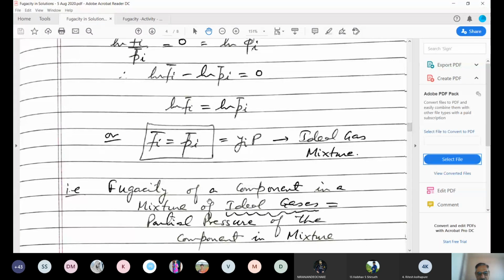The fugacity of a component in a solution, in a mixture of ideal gases, is equal to partial pressure of the component in the mixture. Okay? Any doubts on this?